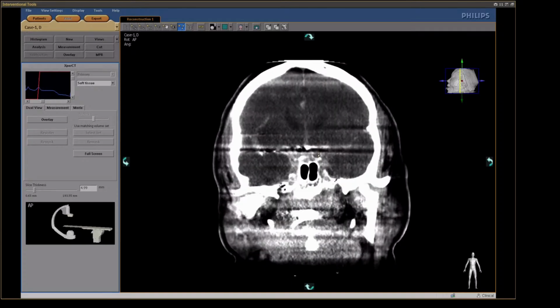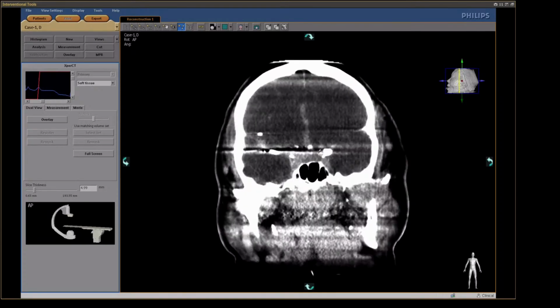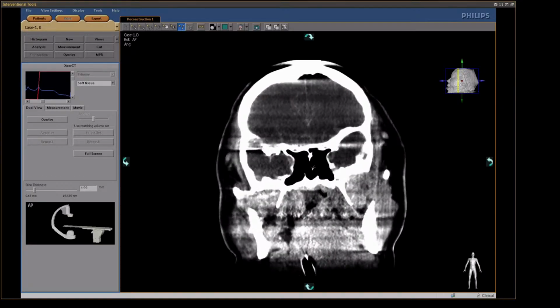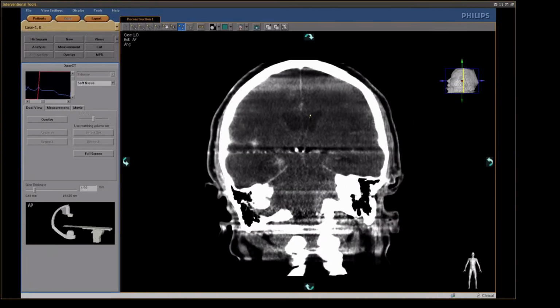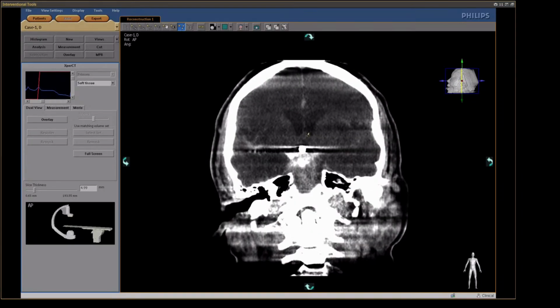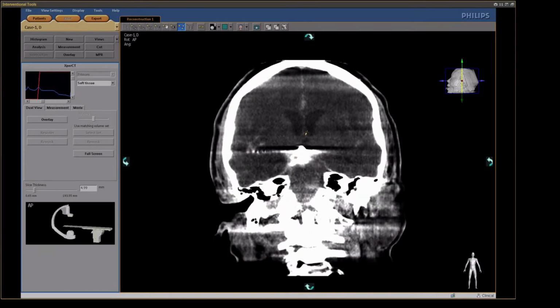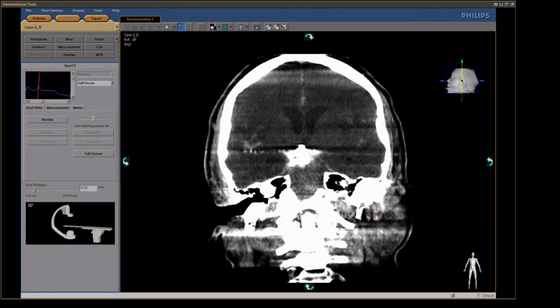No? This part is not increasing. Perimesencephalic region is also not increasing. Okay, I will update tomorrow.